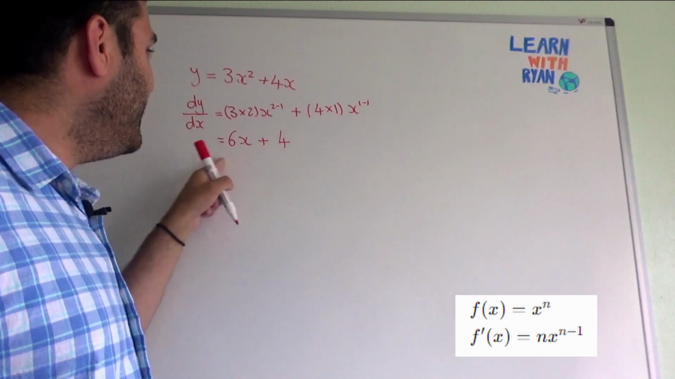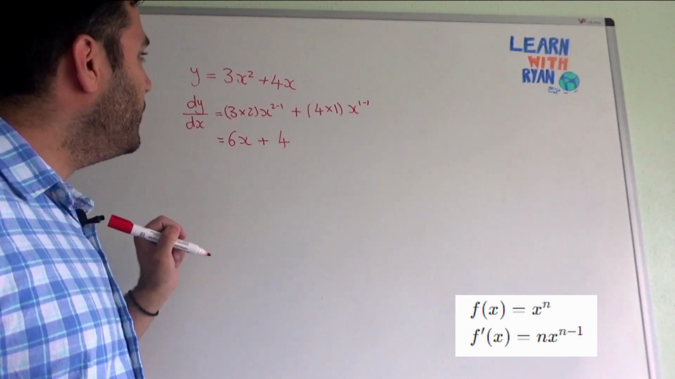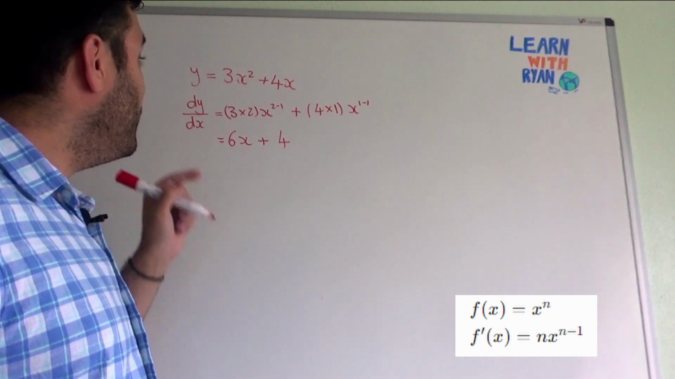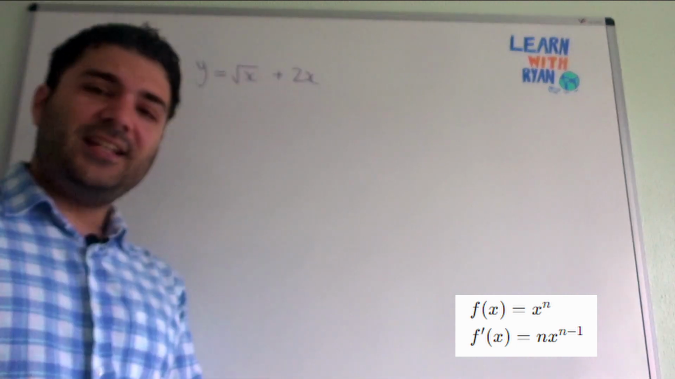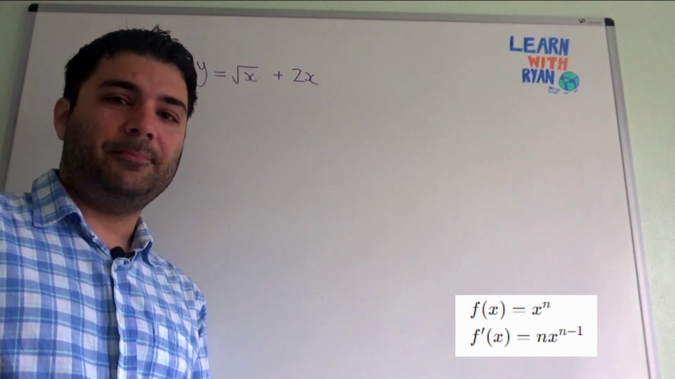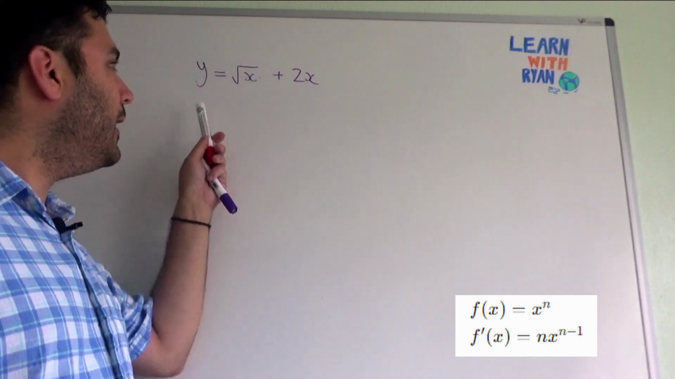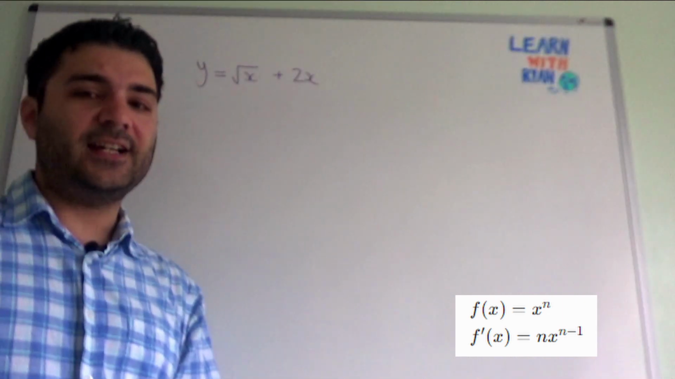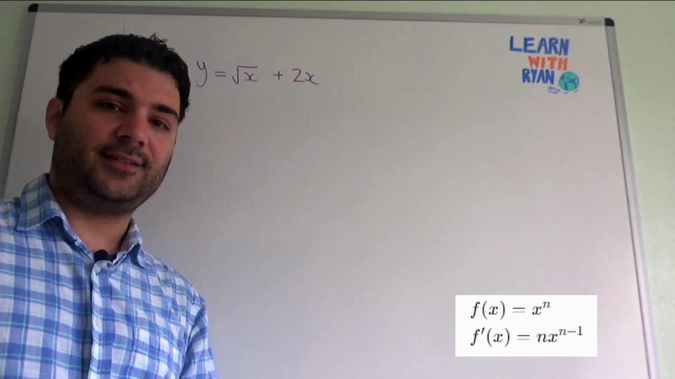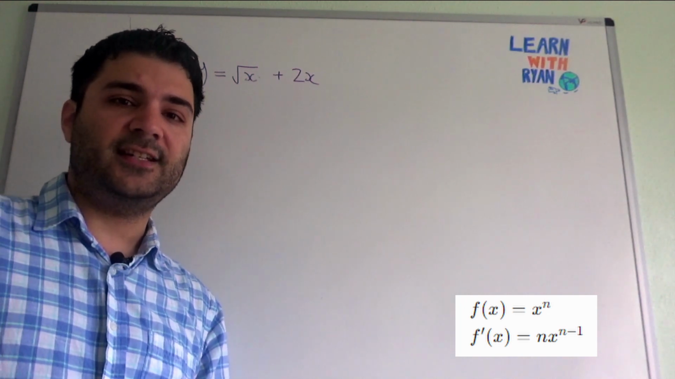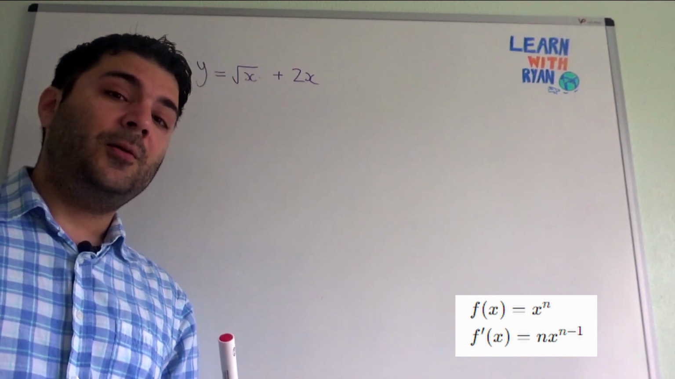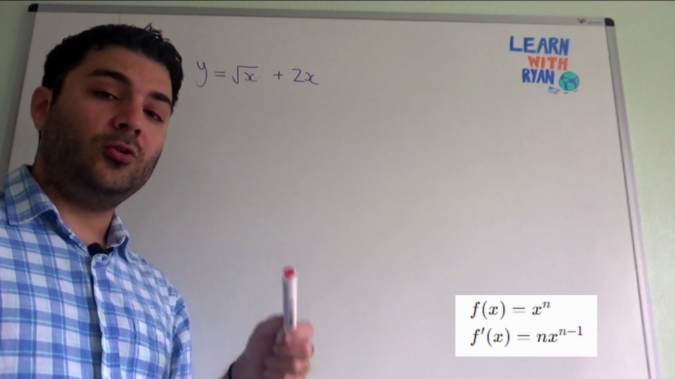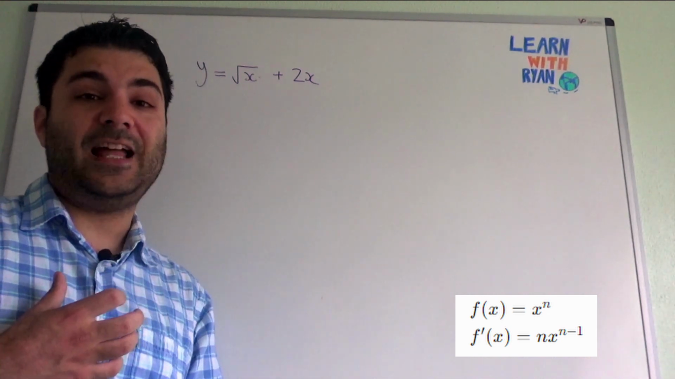So that's my answer. If y equals 3x squared plus 4x, then dy by dx is equal to 6x plus 4. So let's have a look at a more complicated example. Suppose we've got y equals the square root of x plus 2x, and we want to differentiate it. Now we cannot differentiate it straight away because we haven't written all the terms as a power of x.